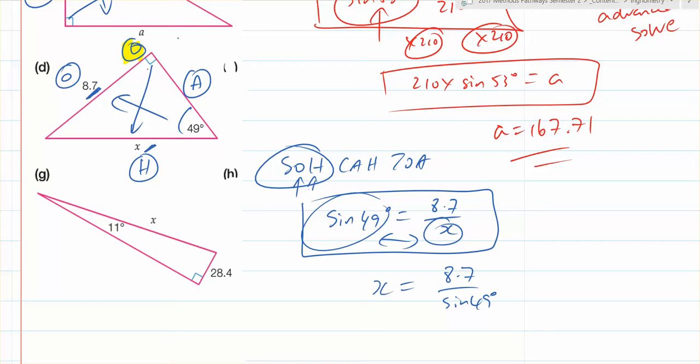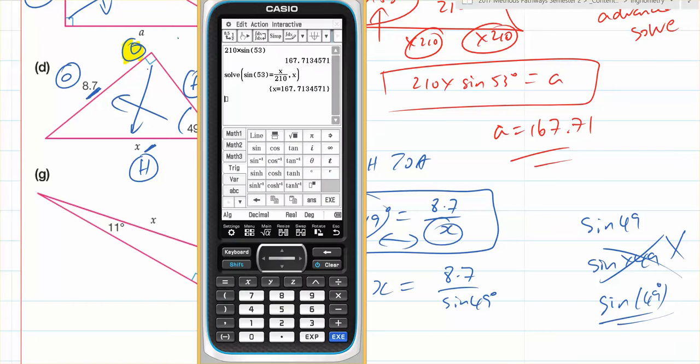Just a quick note, sine 49 does not mean sine times 49. That's not correct, okay? Sine of 49 literally means sine of 49, so these are stuck together. So I can enter it on my calculator. I go 8.7, using the fraction button, divided by sine, so I'm in the trig menu, sine of 49, and make sure you're in degree mode. That gives 11.53.